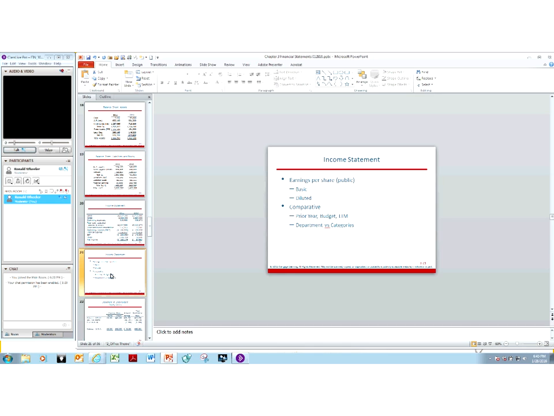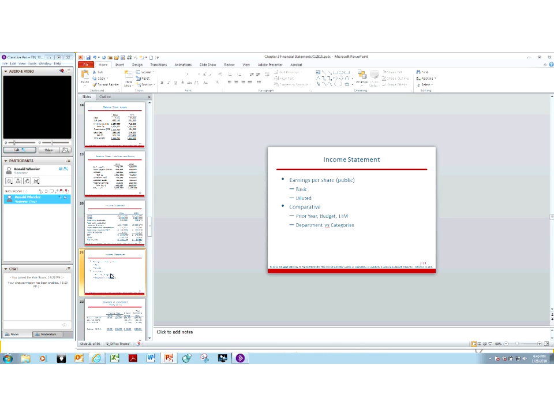So then let's talk about some other aspects of an income statement, particularly with public companies. They have a focus on earnings per share. And there are two measures of earnings per share.